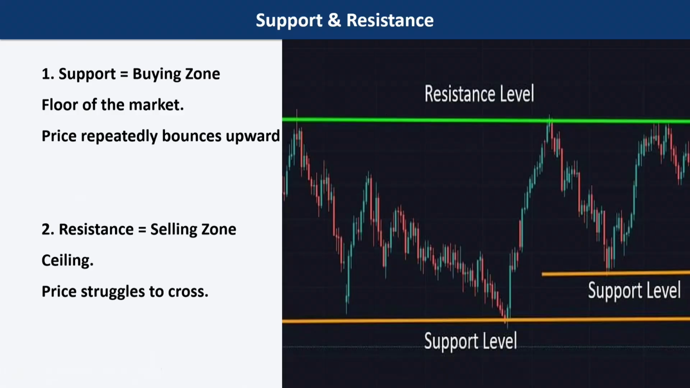So resistance stops the prices from rising further. We'll give an example. In a classroom, if the doors are closed, no student can cross the door, right? Suddenly when the door opens, everyone moves forward. Similarly, when resistance breaks, the stock price often moves quickly upward.